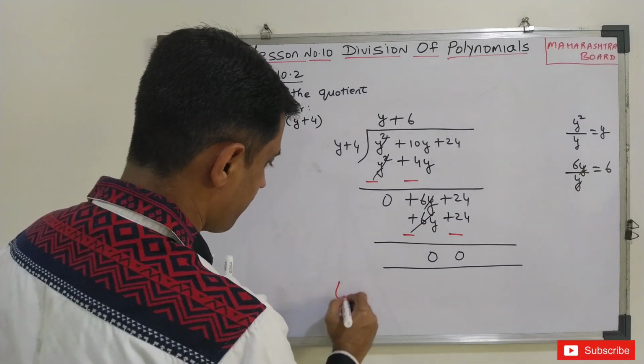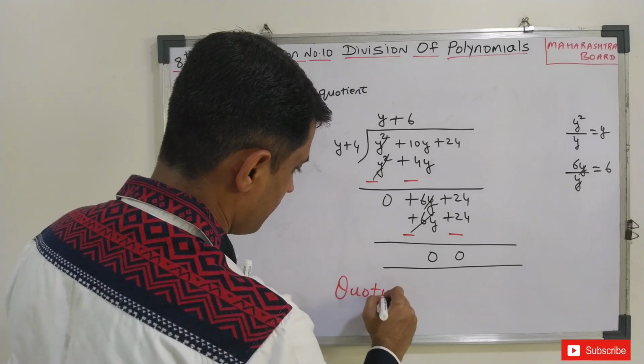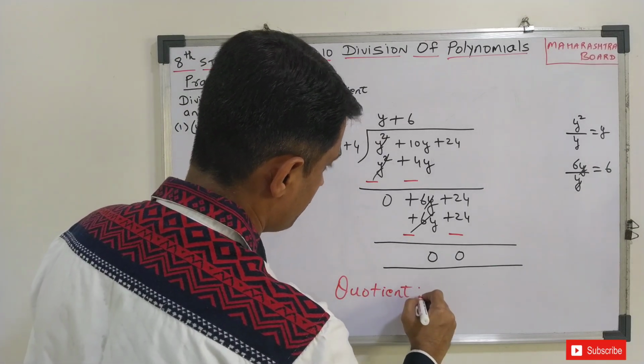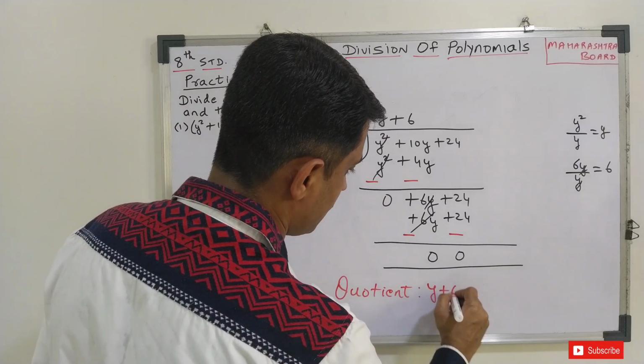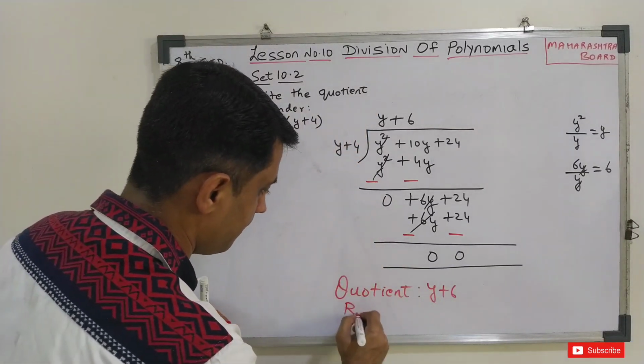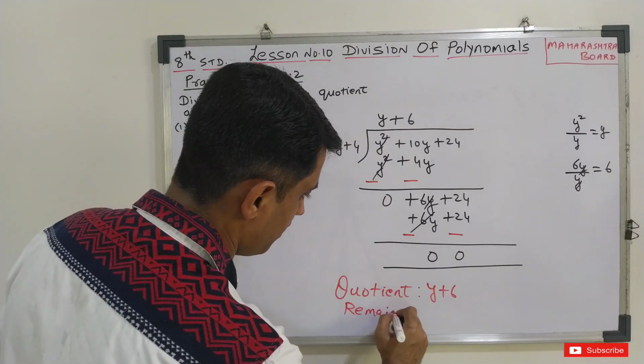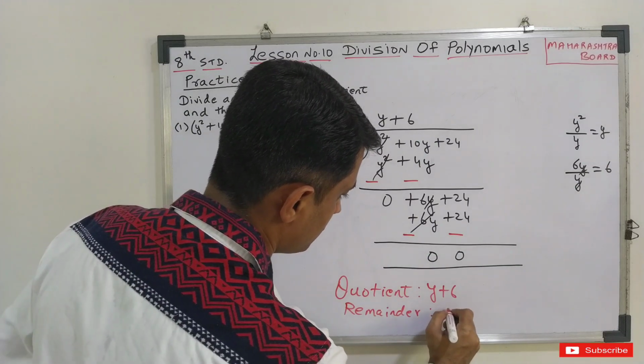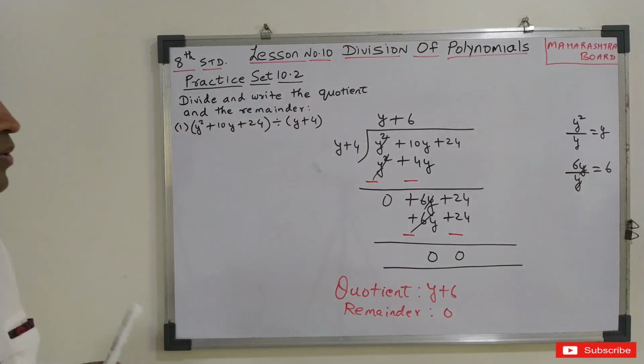So here, our quotient is what? y plus 6. And what is our remainder? Our remainder is 0. This is the way to do the sum.